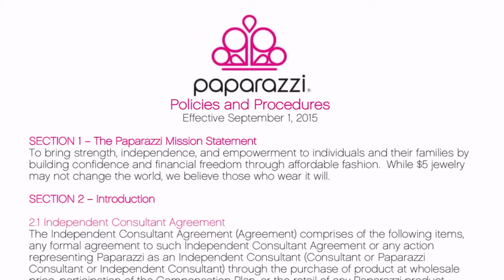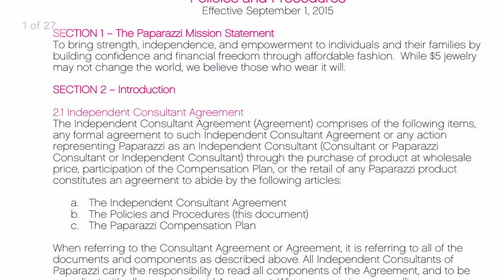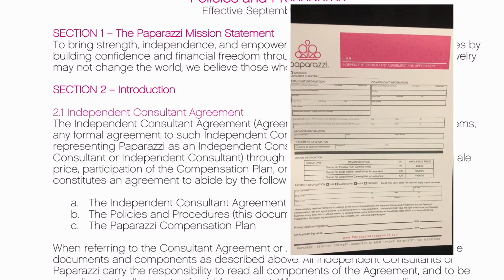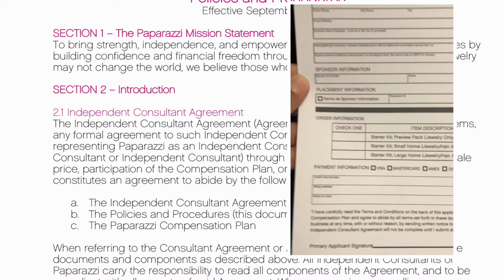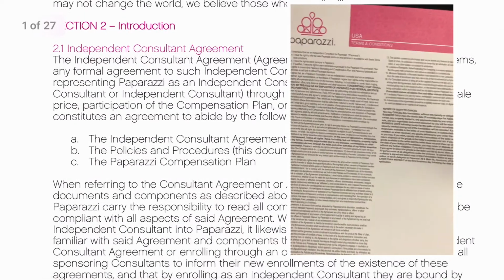All right, so this is the Paparazzi Policies and Procedures. You can find this under the Resources section under your back office on your free Paparazzi website that you got from the company. Now, we're going to be focusing on Section 2, which is the introduction. Section 2.1 is the Independent Consultant Agreement. If you remember when you signed up with Paparazzi Accessories, whether it was electronically or on a paper application, there was a consultant agreement that you needed to abide by, and that was that checkbox. So just know that there's that agreement that we're talking about.